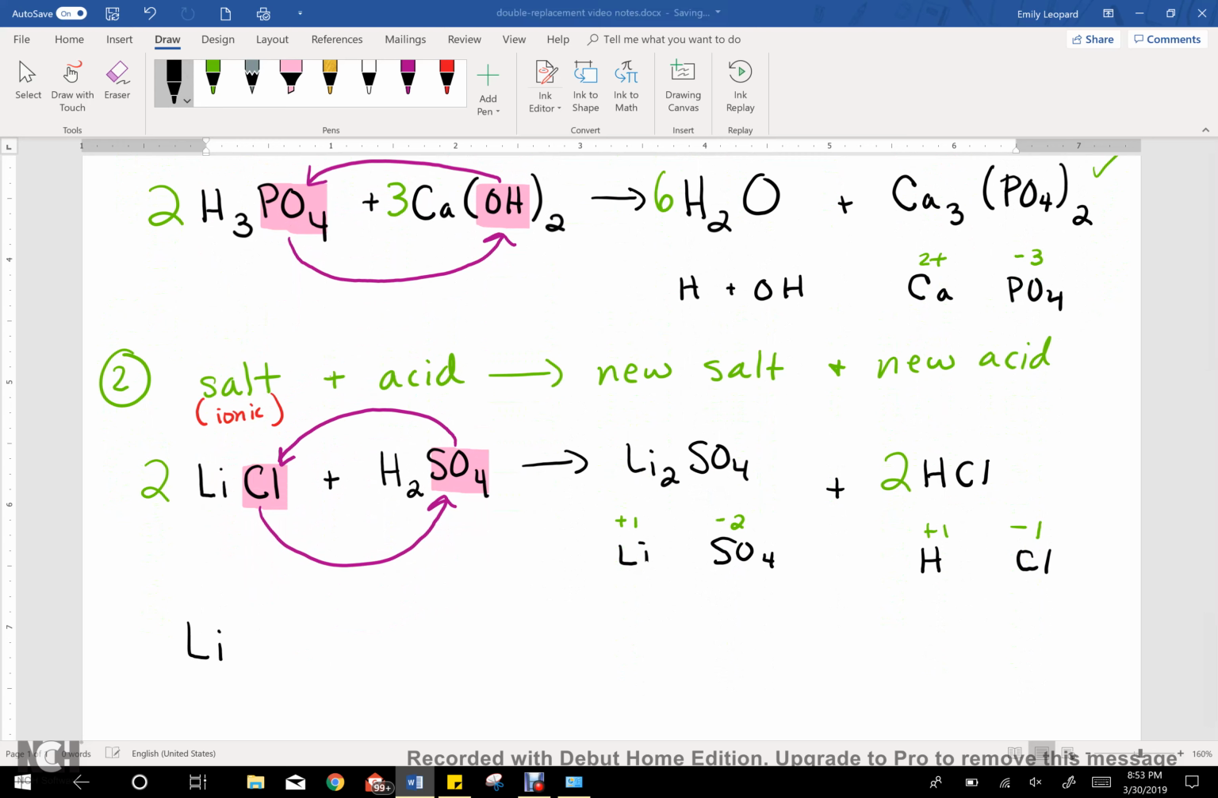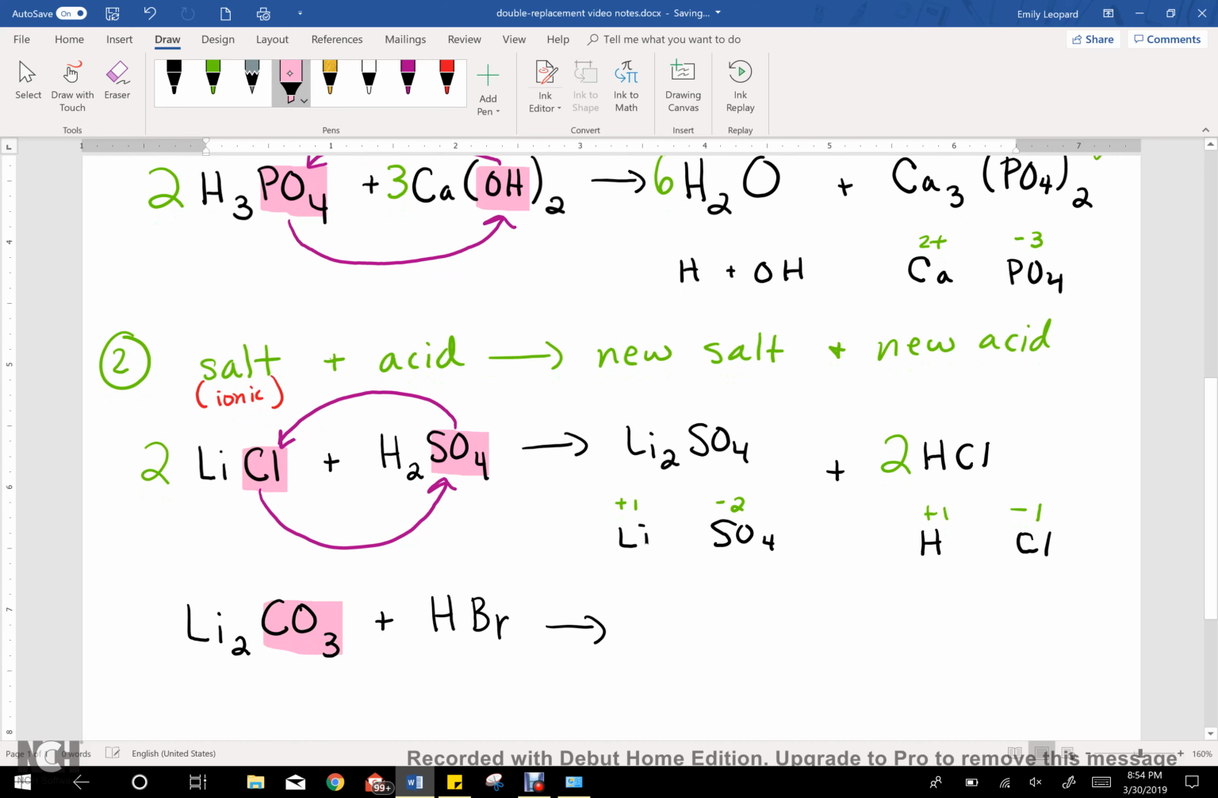Okay. So this time I'm going to do lithium carbonate plus hydrobromic acid. Okay. So again, I do my double replacement where I swap anions. Bromine comes over to be with lithium. Carbonate comes over to be with hydrogen. And in doing so, I should get a new salt with lithium and bromine, and then a new acid between hydrogen and CO3 carbonate. So again, I've got to balance my charges.